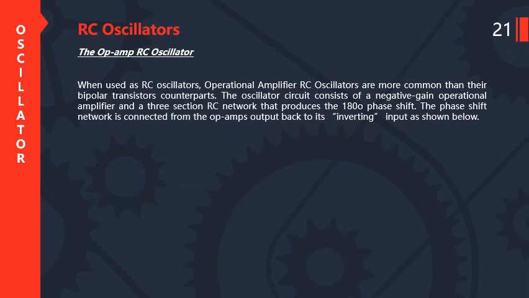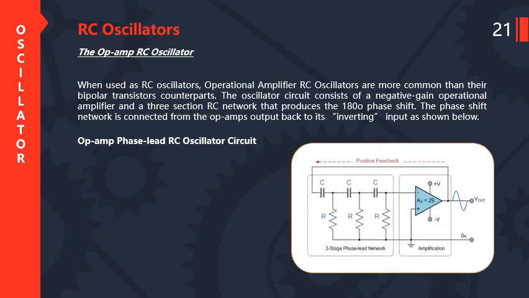When used in RC oscillators, operational amplifiers are more common than their bipolar transistor counterparts. The oscillator circuit consists of a negative gain operational amplifier and a 3-section RC network that produces the 180-degree phase shift. The phase shift network is connected from the operational amplifier output back to its inverting input as shown below. So this is the diagram of the operational amplifier phase lead RC oscillator circuit.